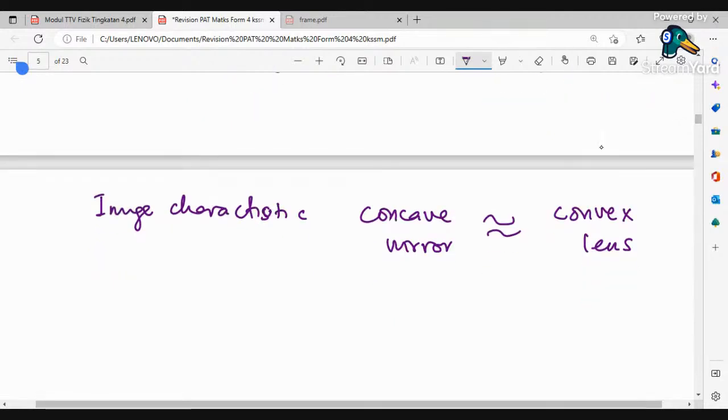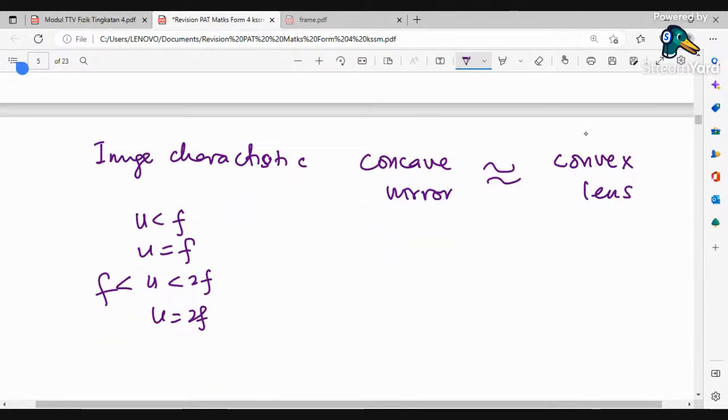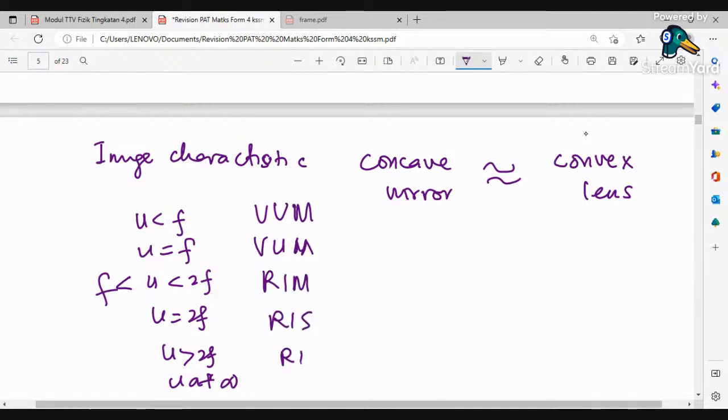Okay, yang tadi sama je. U less than F, U equals to F, U between F and 2F. Okay, U more than 2F, U at infinity. Same. Okay, jadi concave mirror juga akan dapat karakteristik yang sama. Okay, boom boom, rim wrist, red. Okay, sama. Okay, cuma dia punya drawing is different, sebab dia apply concept of reflection.